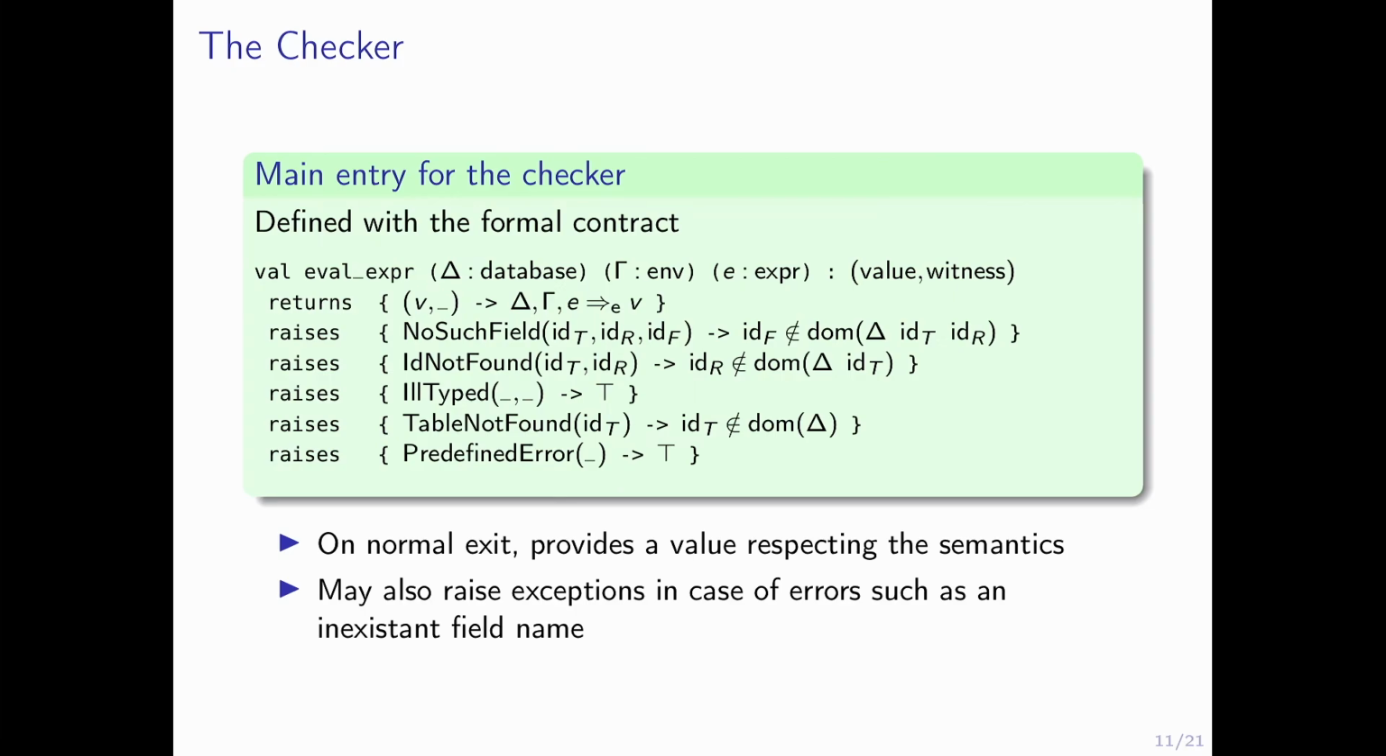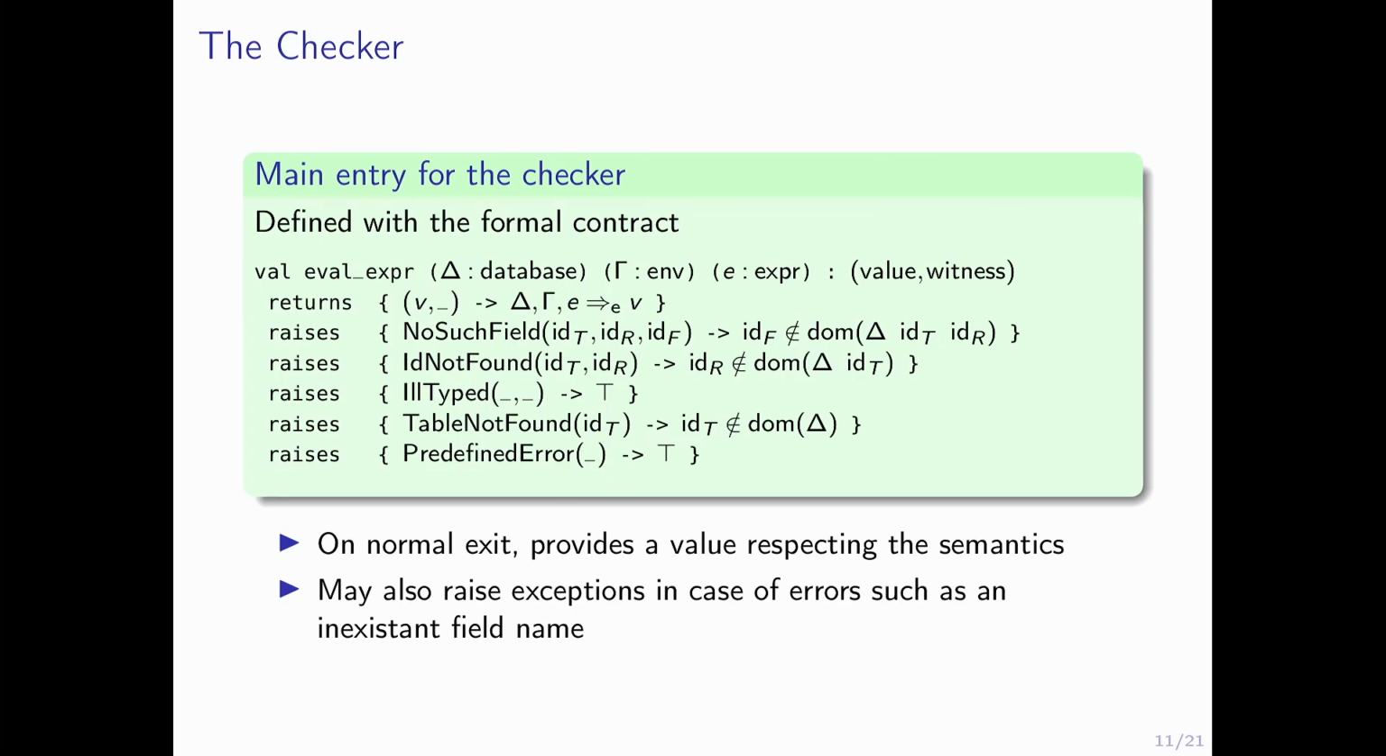There is a normal exit, where we want to prove that if it returns a value, it satisfies the semantics that we formalized before. And there are a bunch of exceptional cases because we have to take into account the fact that some data may be not well written, such as a field that does not exist in the database.